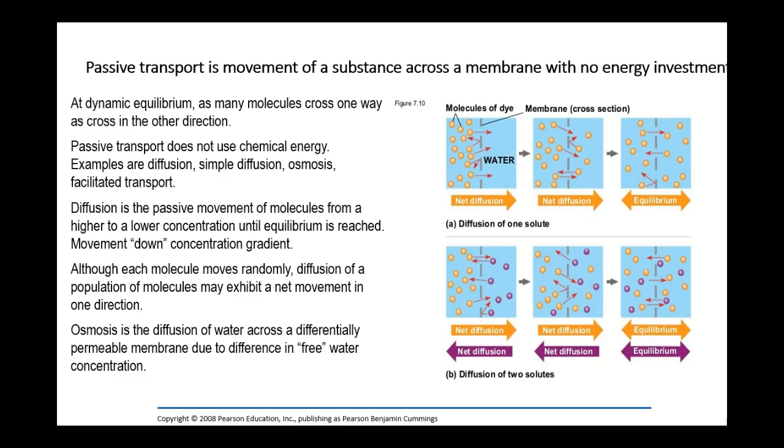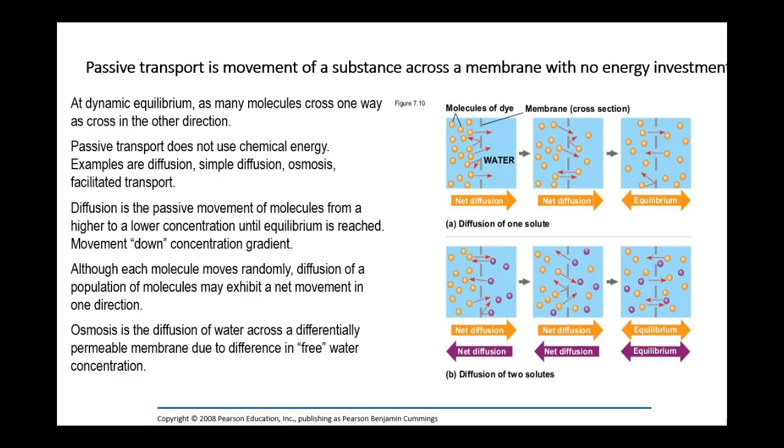And we see this in the top image, the molecules of dye. We've dropped them in water. They're the orange dots in the top image. They are going to distribute themselves throughout the water until they are equally distributed in all areas of the water. So you have equilibrium there.